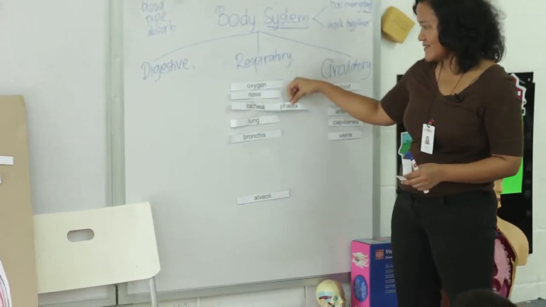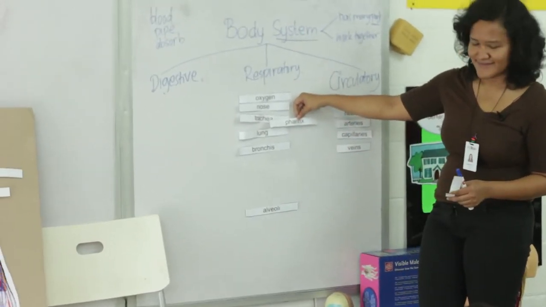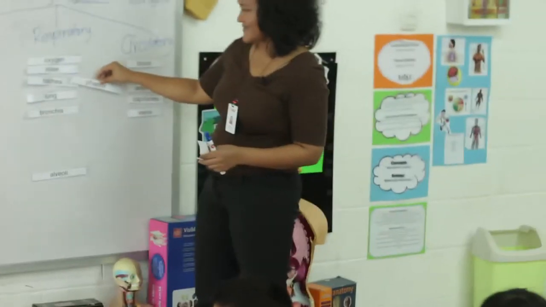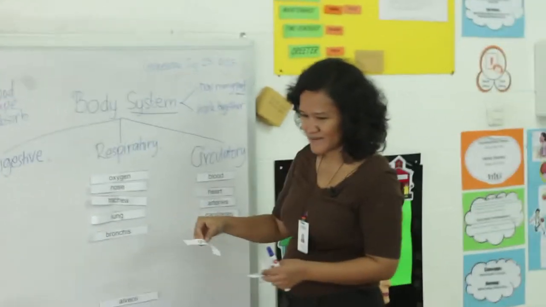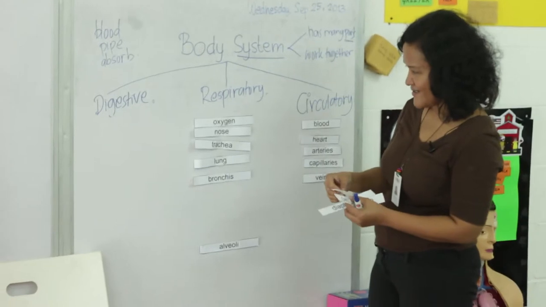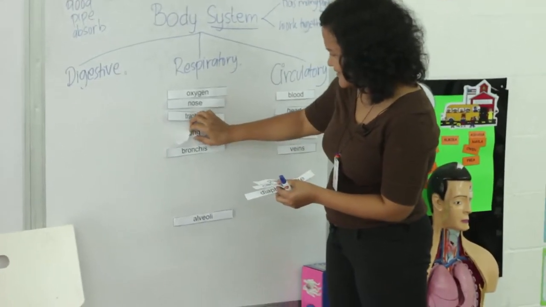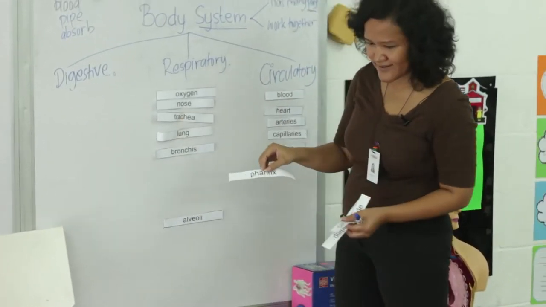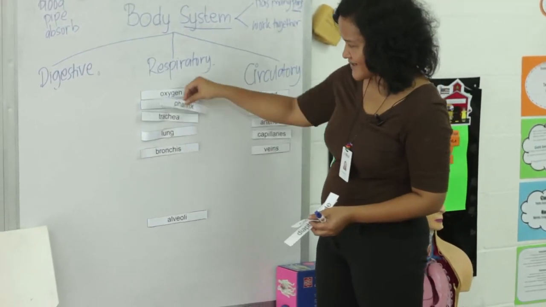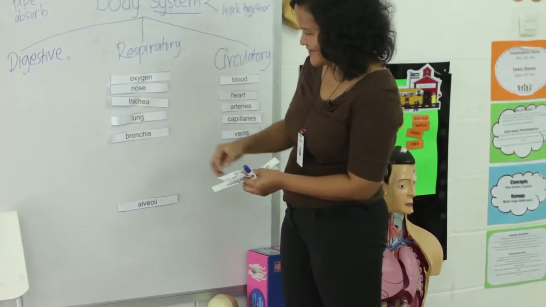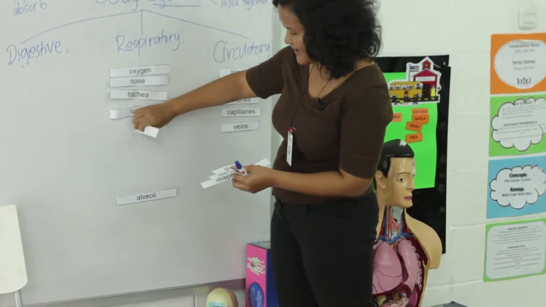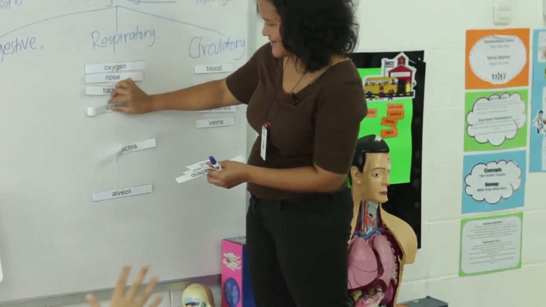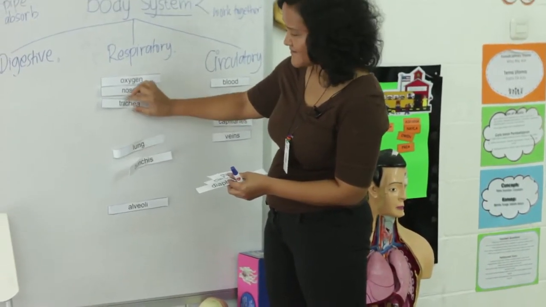And then? How about this? Pharynx. I know, after trachea is lung. Okay, after trachea is lung. How about pharynx? Here or here? After trachea, pharynx. Roots. Yes, Najla.